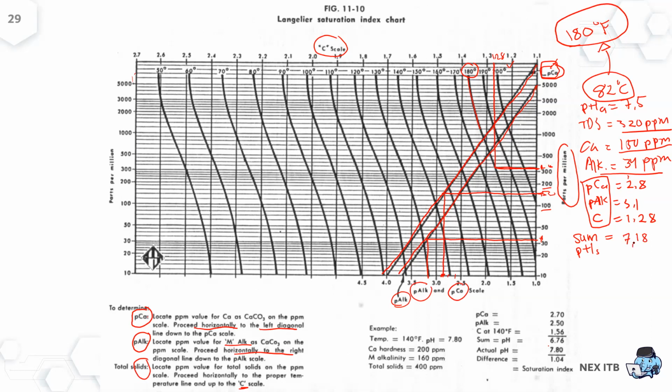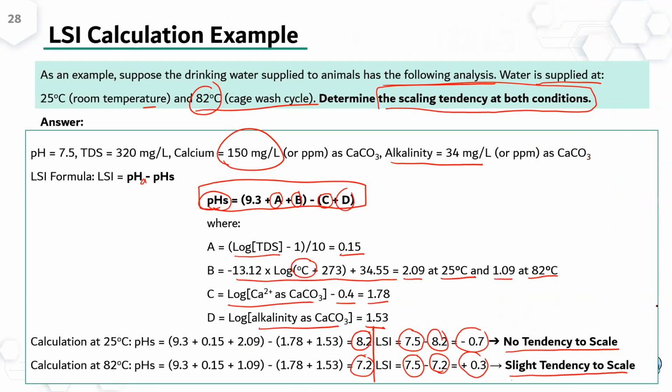9, 8, 9, 11, 3, 6, 7, yeah, 7.18, yeah. Then we can calculate the LSI, pH actual minus pHs, 7.5, yeah, the pH actual is 7.5 minus 7.18, so we will get 0.32. Is it? Yes, yeah. So it's actually almost similar with the calculation results, yeah. So around 0.3.